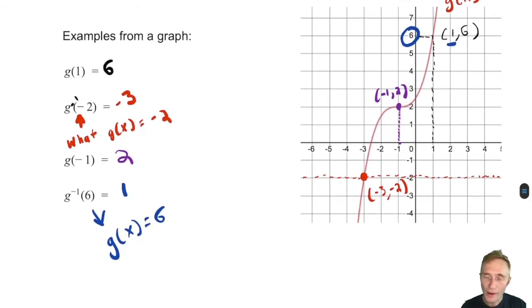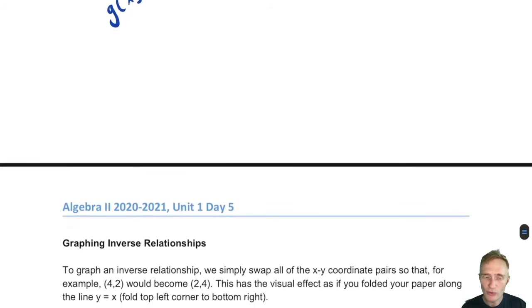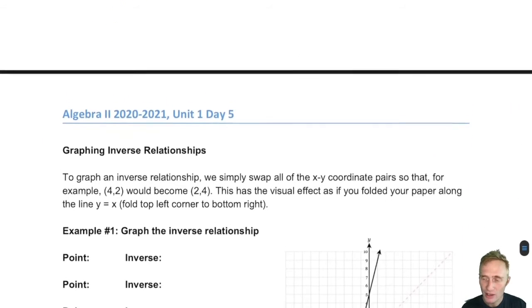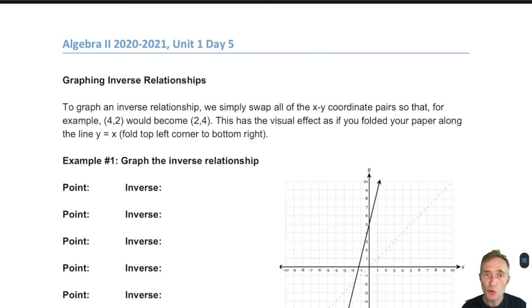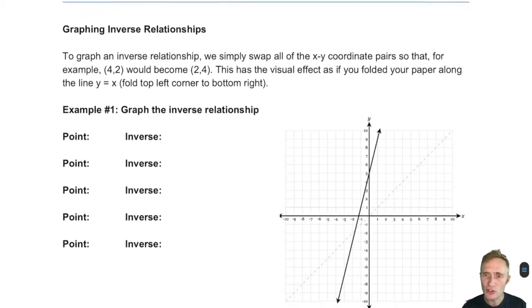And so if you start to understand that metaphor of switching x and y values, one really powerful thing we can do is graph inverse relationships. To graph an inverse relationship, we simply swap all of the x-y coordinate pairs. Everything that was an x becomes the y, everything that was a y becomes an x, and you just keep the pairs together. For example, 4 comma 2 on your old graph would become 2 comma 4 on your new graph.